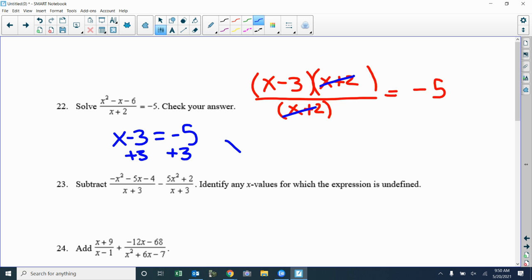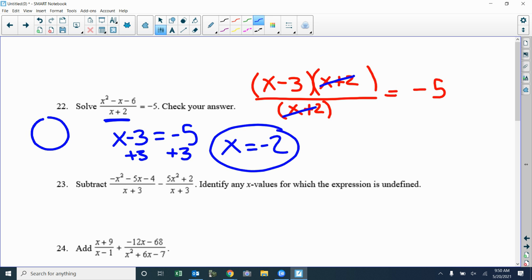We can plus 3. So we're checking at x equaling -2. I want to make sure that doesn't cause our denominator to go to 0. -2 plus 2 would give me what? 0, so guess what? There is no solution here. No solution.